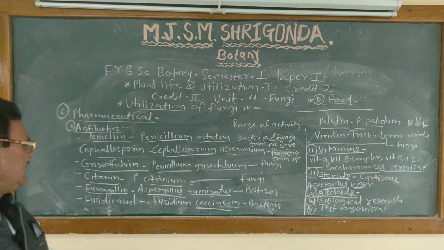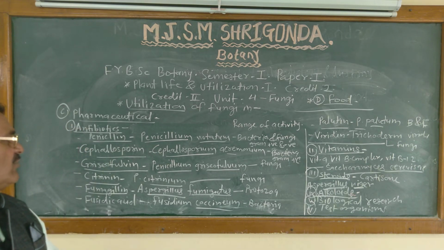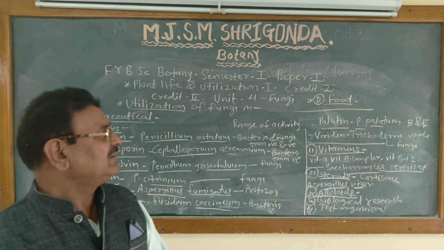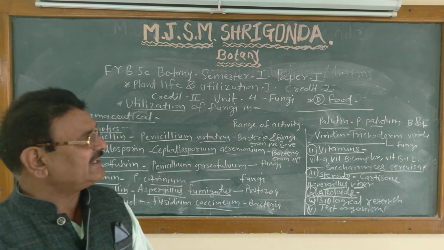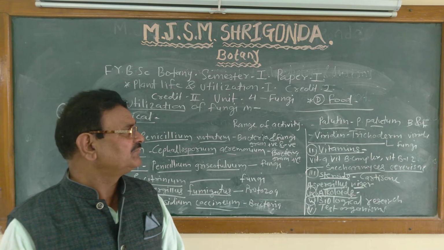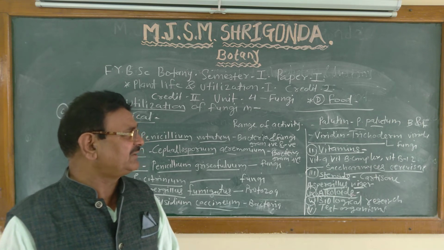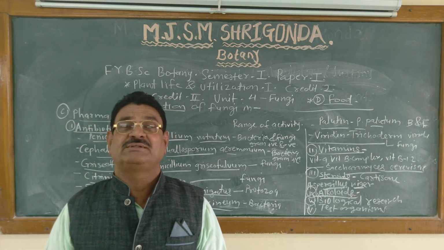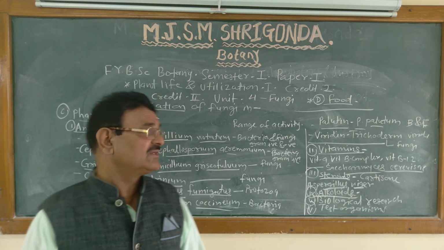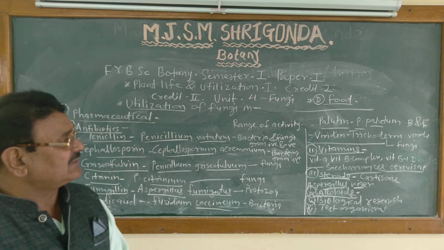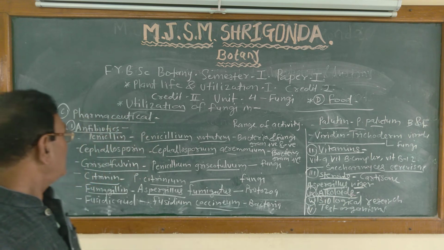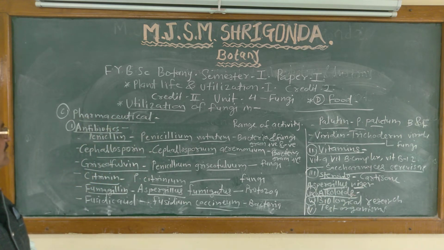Then next, fusidic acid obtained from Fusidium coccineum, range of activity bacteria. Then patulin, obtained from Penicillium patulum, range of activity bacteria and fungi. Then next, viridin antibiotic. This antibiotic is obtained from the fungus Trichoderma viridis, and its range of activity is only fungi, it controls fungi. These are antibiotics which are obtained from fungi.